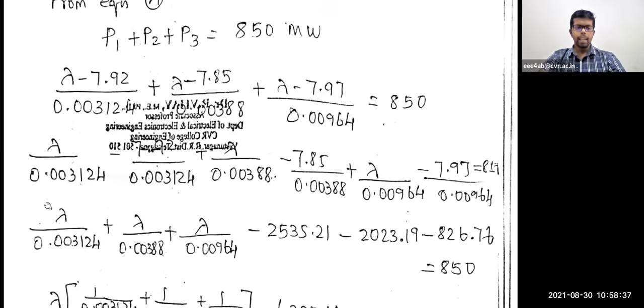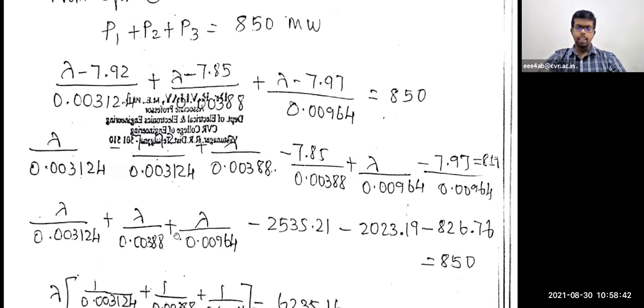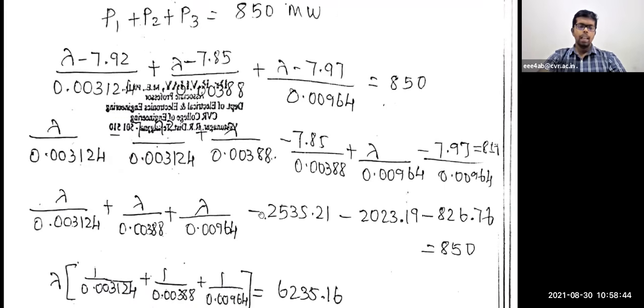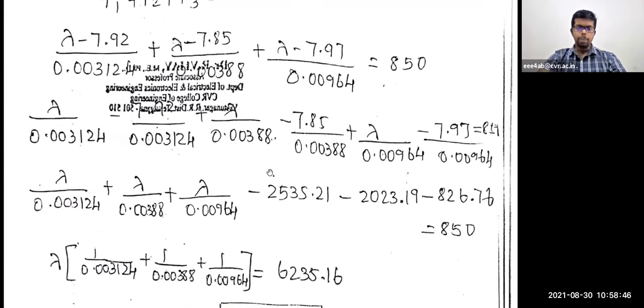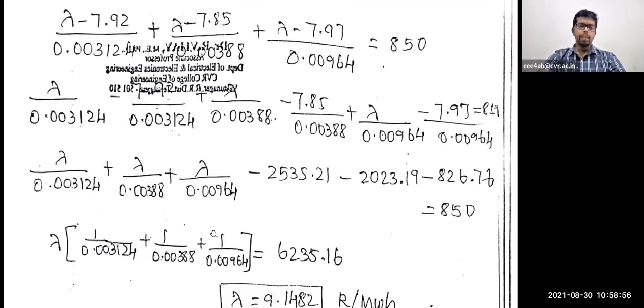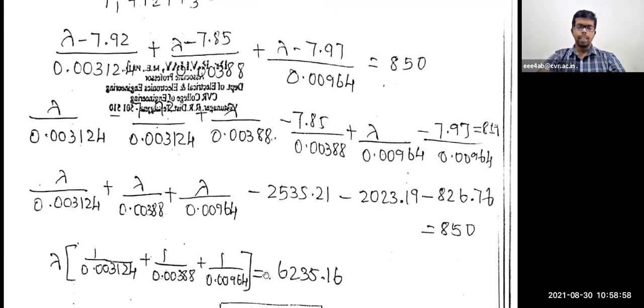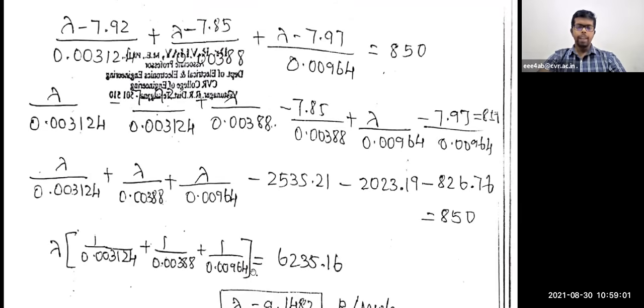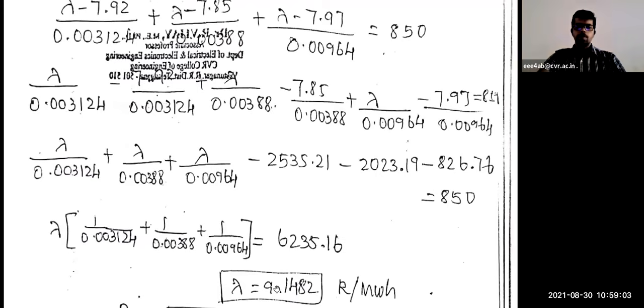So I am taking the lambda terms on one side and the other terms on the other side. After simplifying, you need to solve all of this using your scientific calculator. By simplifying, I am getting the equation like this. After further simplifying, you can get lambda is equal to 9.1482. Okay, after the decimal, you take four terms.